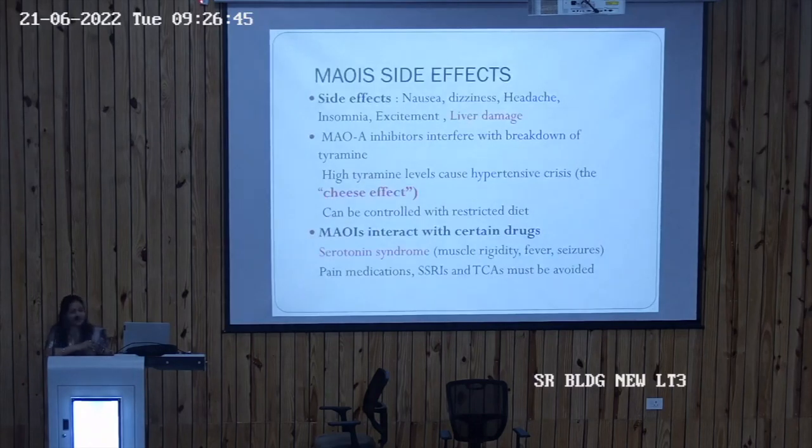So this is not there much with this moclobemide. So what is the main side effect? But it is increasing the norepinephrine and serotonin level, so it may have nausea, dizziness, headache, insomnia, excitement, and you have to be careful about the liver damage. So on long term, if it is given, it may cause liver damage too.